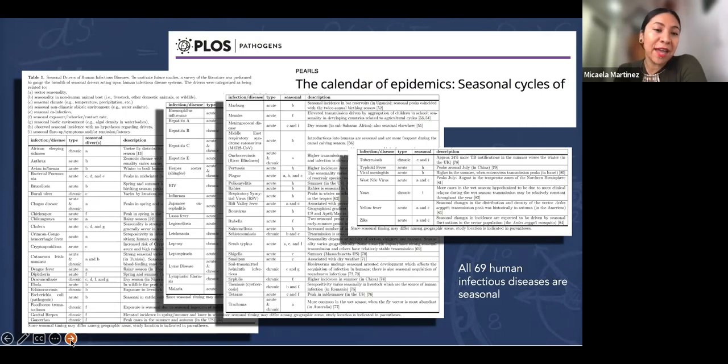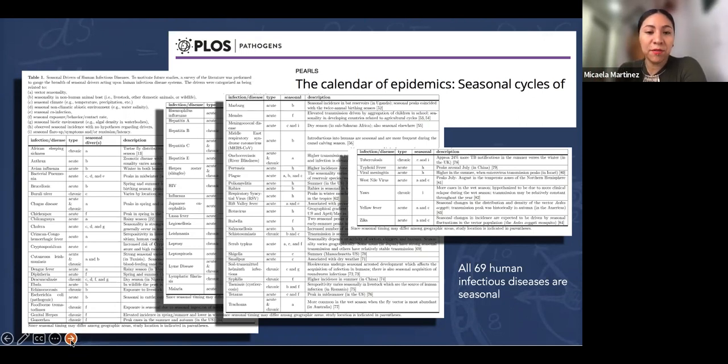What I found was that there is documented seasonality for every single infection. And the timing of the outbreaks depended on the particular infection and also where in the world it was occurring. And so there were some infectious diseases that were summertime diseases, some infections that were wintertime diseases, spring, fall, et cetera. And then in the tropics, there are diseases that are structured by rainy season versus dry season.